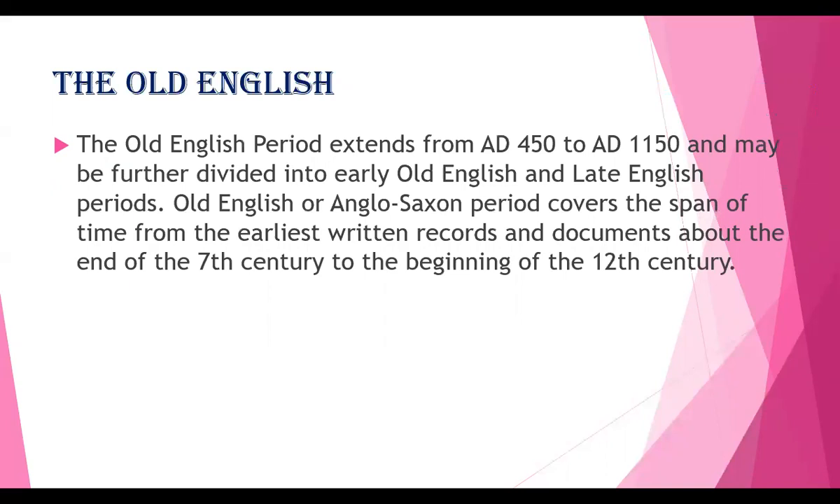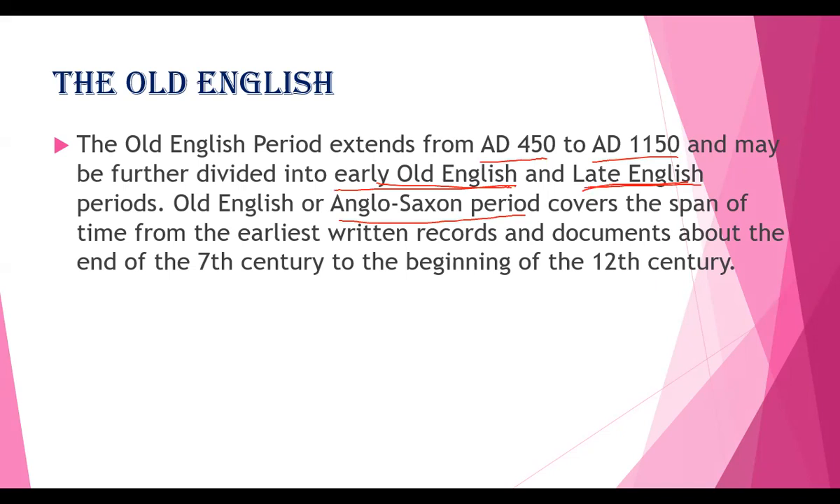So here are the important aspects which we need to remember about the Old English. The Old English period started from AD 450 to AD 1150 and was later divided into two, that is, early Old English as well as late English periods. Old English is also called the Anglo-Saxon period. Why it is called the Anglo-Saxon period, I'll let you know in the coming slide.